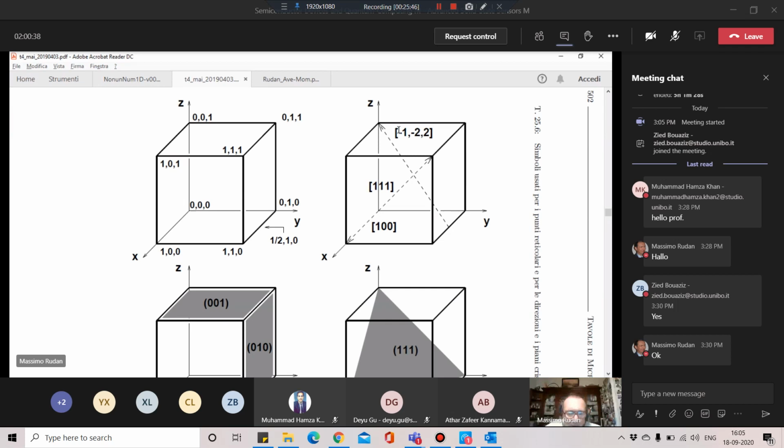So when you find non-integer numbers in crystallography, you just multiply by integers as much as necessary in order to find integers.